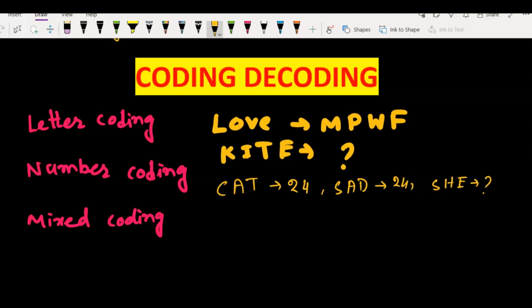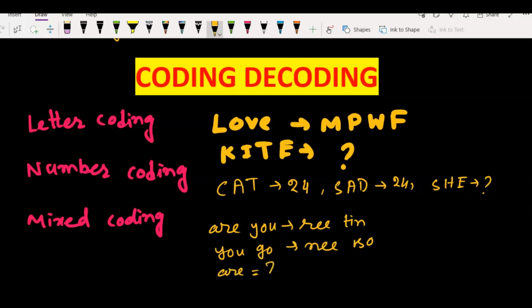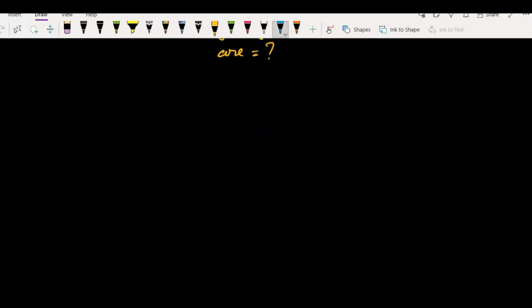Now let's see an example of mixed coding. Suppose RU is coded as re-tin and UGO is coded as me-so. Then what is the code for R? So this type of question is an example of mixed coding. So first we will do letter coding. So let's take this example.